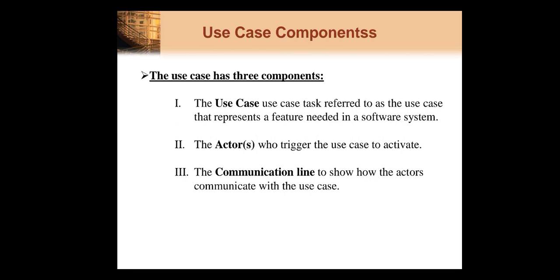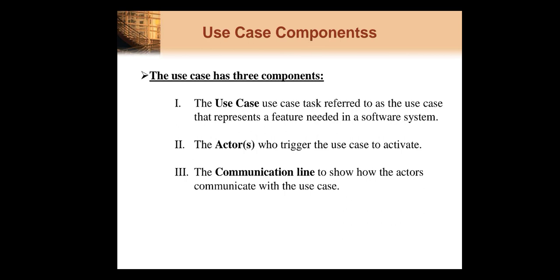And the third component is nothing but a communication line. The communication line is a line which shows how the actors communicate with the use cases, the relationship. It shows which types of use cases an actor can communicate with, which functions are called by the actor, which use cases are activated by the actors. All these things are shown with the help of lines. The line is drawn between the actor and the use case, so that it is easy to understand which use case is activated by which actor. So these are the three main components of the use case diagram.